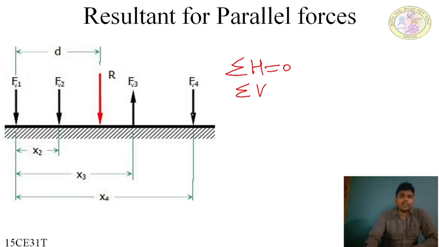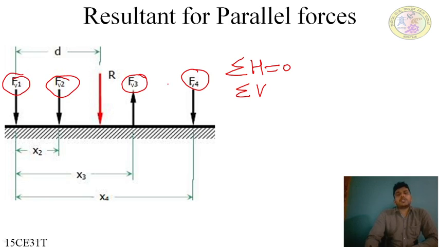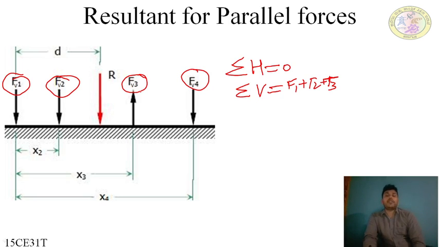Sigma V is equal to the sum of all the vertical forces: F1, F2, F3, F4 are all vertical forces, and we add each one of them. To indicate that a force is vertical, I have given the suffix V. If there were any horizontal forces, we would have named them FH1, FH2, FH3, with H indicating horizontal.